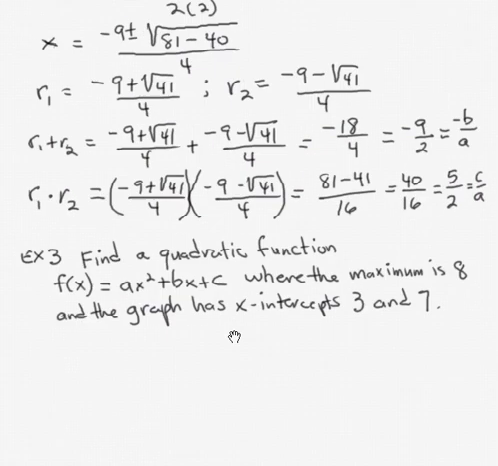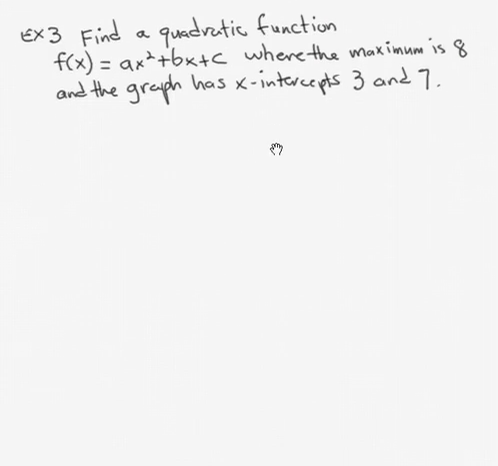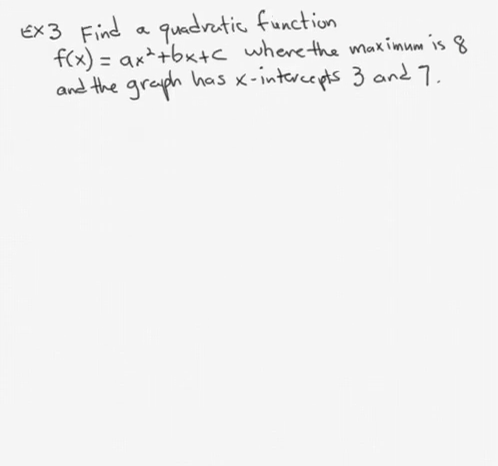All right, let's progress to this next example, which is not the stumper, so to speak, but it's a tree killer. It takes a little bit of paper here. We're going to find a quadratic equation in the form f of x is ax squared plus bx plus c. In other words, a parabola. And here are the hints we know. The maximum is 8. Now, first of all, that tells us this parabola opens down because the maximum is 8. And it crosses the x-axis, that's what it means when it says x-intercepts, at 3 and 7.